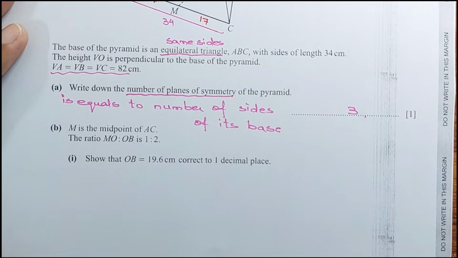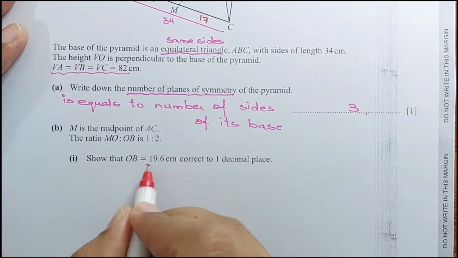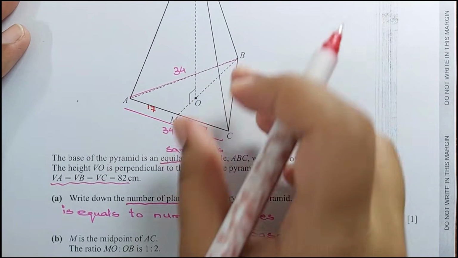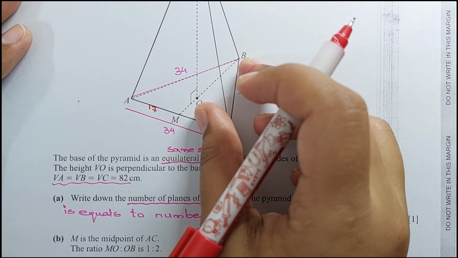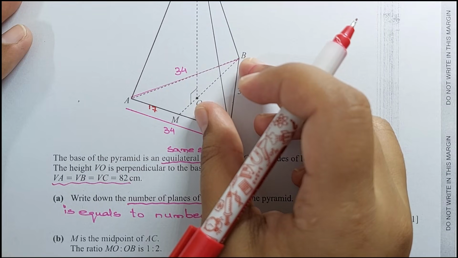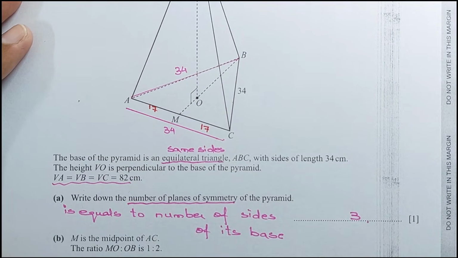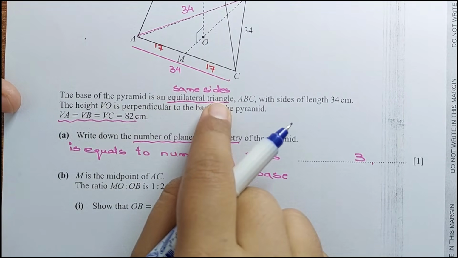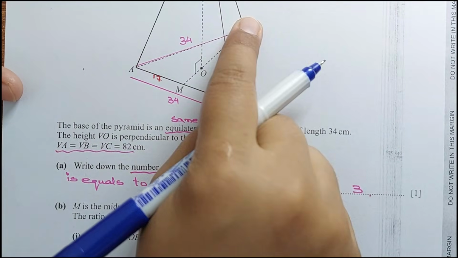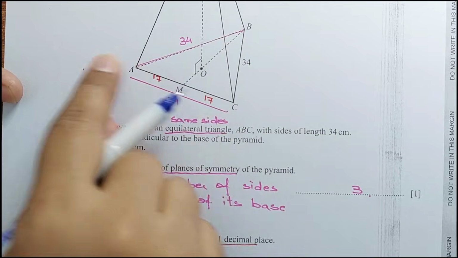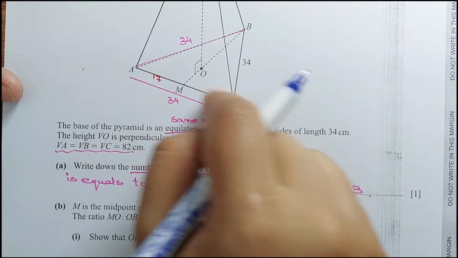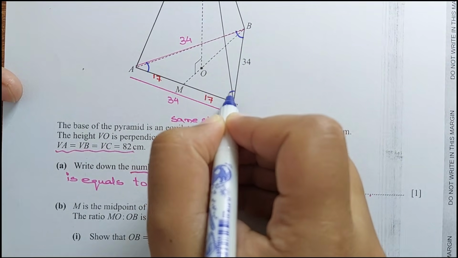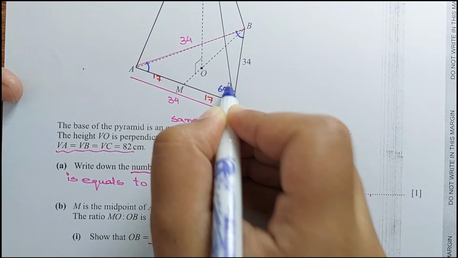Number 1, show that OP is 19.6 centimeter, correct to 1 decimal place. Okay. O to B, we need to measure OB, and that must be 19.6 centimeter for 1 decimal place. As we know that the base of the pyramid is an equilateral triangle, it means AB, BC, AC have the same side length and all the angles are 60.